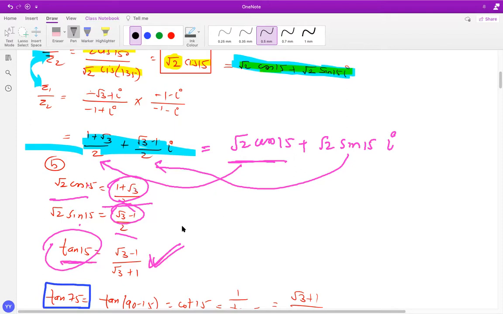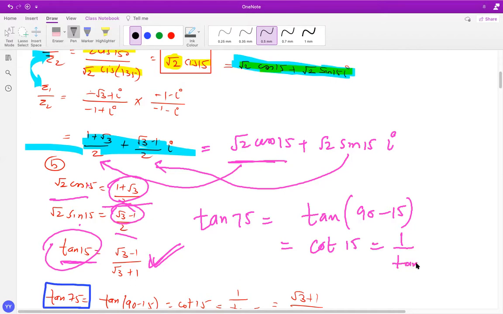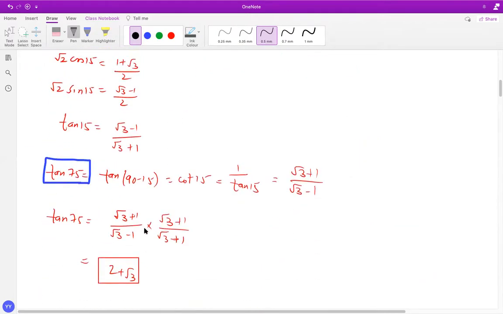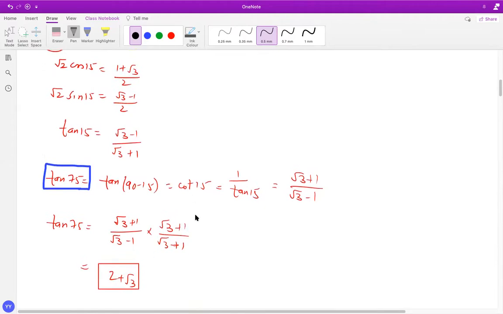And they asked us to find tan 75. So tan 75 I can write as tan of 90 minus 15, which is basically cot 15, which is also 1 over tan 15. So if you link up this part, that is going to help you pretty well. So this is one of the DP questions. And if you rationalize this, you get the final answer as here. So this is the basic property of modulus and argument. And I'm now going to cover some questions on de Moivre's theorem.